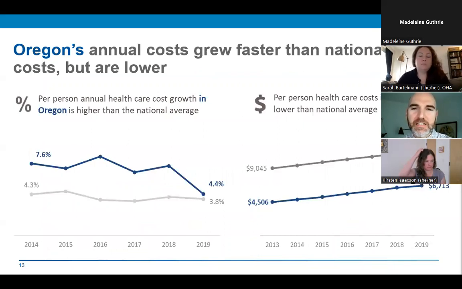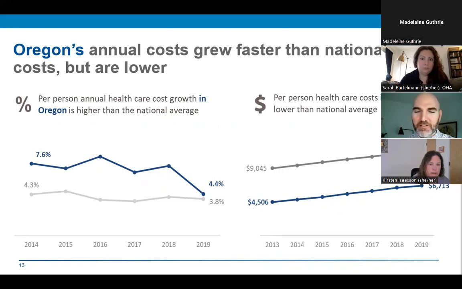So let's dig into the data. Sarah provided the high level, the tweetable takeaways, if you will. Let's start on the left-hand side. This is per person percent growth per year in Oregon. The blue line here is the Oregon story. The gray line is the US national average. Back in 2014, the annual growth was 7.6% compared to national 4.3%. There's a sort of downward trend here, but the important thing to take away is every data point here is higher than the national average, which is a little troubling.